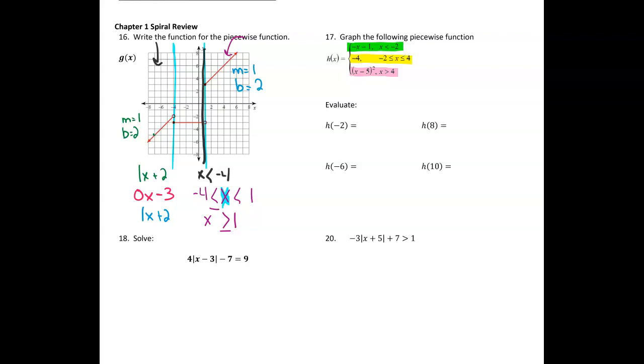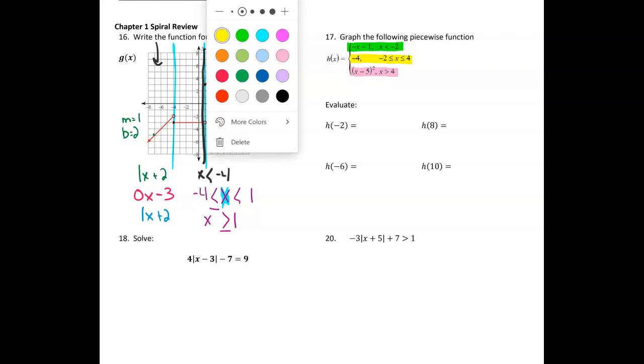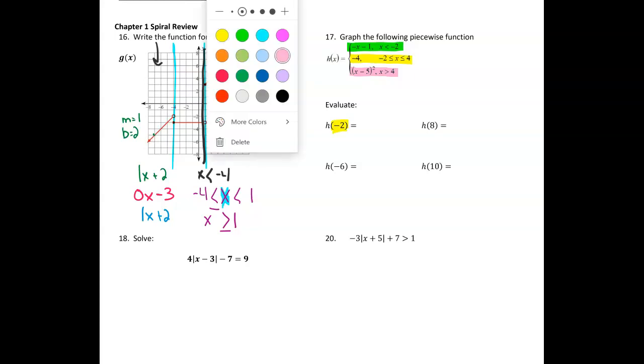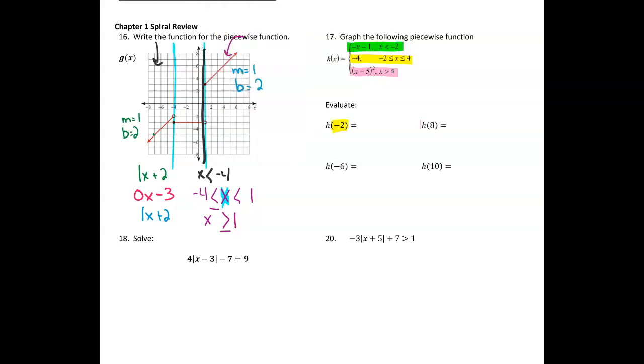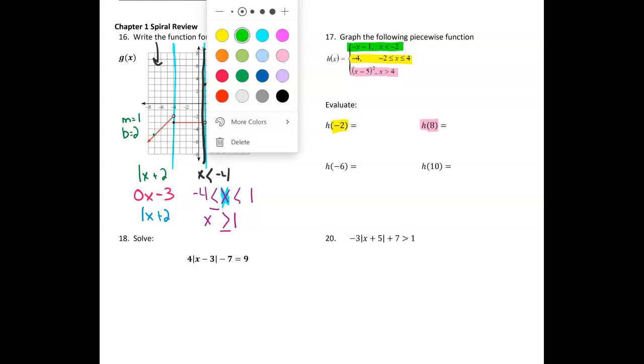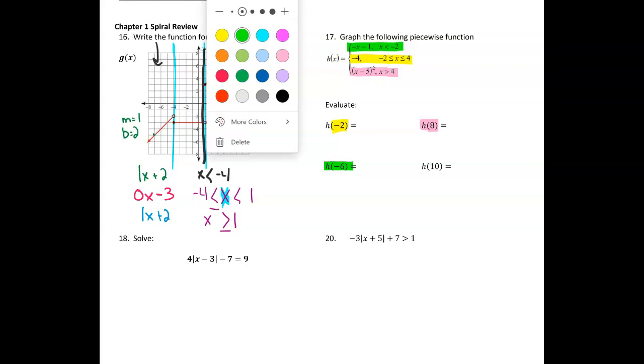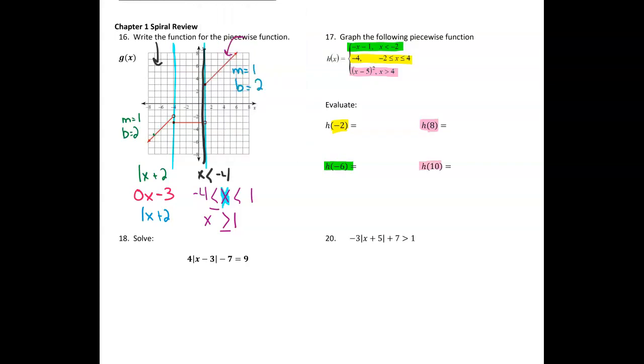So in this first one, -2 fits in my yellow scenario. Okay. 8, just going to go through all of these, fits in my pink scenario because 8 is bigger than the 4. The -6 fits in my green scenario because -6 is smaller than -2, and 10, let's see, 10 is going to fit in that pink scenario as well.